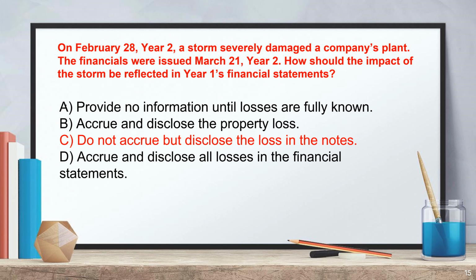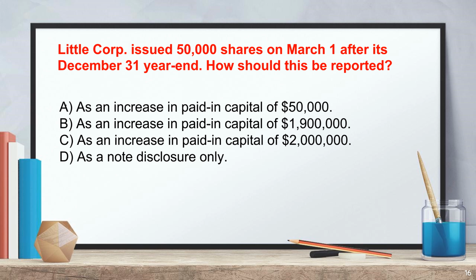Lastly, let's test stock issuance. Little Corp. issued 50,000 shares on March 1st after its December 31st year-end. How should this be reported? Answer: D. Why? Stock issuance that happens after year-end is a non-recognized subsequent event. It doesn't need to be adjusted but should be disclosed in the notes.